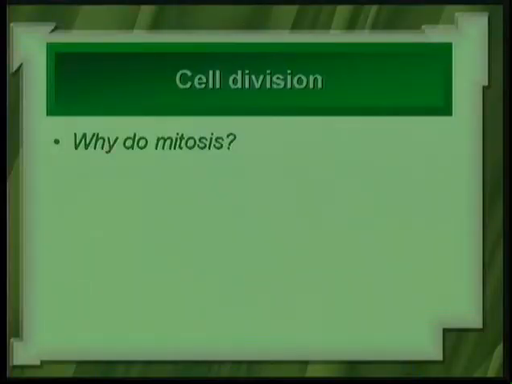Let's see. So one of the last things we're going to talk about today is the reason why we do mitosis. What are the functions of mitosis? Why do we do this? For one thing, what do plants do? Just like any living thing, plants grow. So plants will actually grow, and generally active cell division happens in the plant.